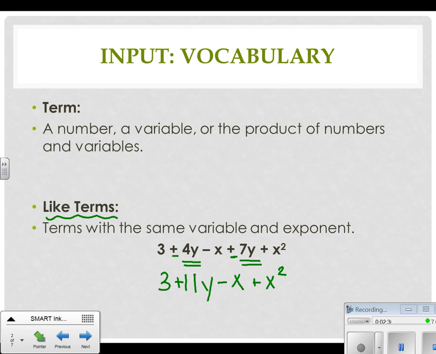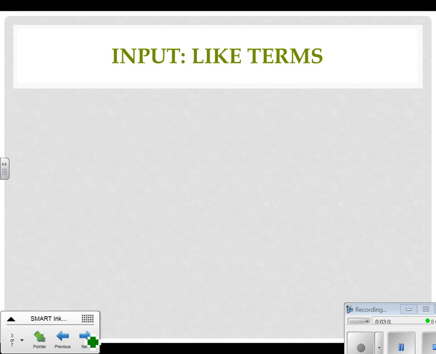We couldn't combine any of those other terms together because they weren't like terms. Some people ask, how about the opposite of x and the x squared? Could we put them together? No, because one has an x to the first power, the other one has an x to the second power. Not only does the variable have to be the same, the exponent has to be the same as well.